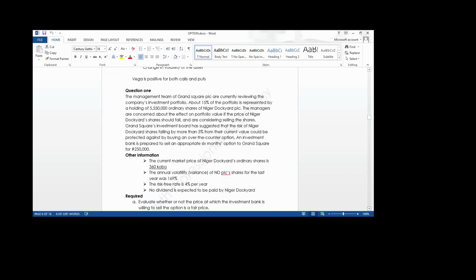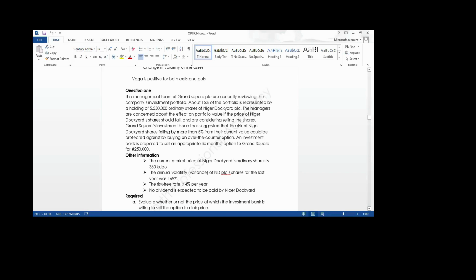The management team of Grand Square PSC are currently reviewing the company's investment portfolio. About 15% of the portfolio is represented by a holding of 5,550,000 ordinary shares of Niger Dockyard PSC. Let's explain that sentence. Grand Square PSC has investments in another company called Niger Dockyard PSC. They have 5,500,000 ordinary shares of Niger Dockyard PSC.